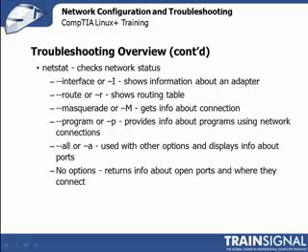Next we have --program or -P, which gives you information about programs using network connections. --all or -A is used in conjunction with the other options and will give you information about the ports that server programs open in order to listen for network connections. Used with no options, Netstat returns information about open ports and where they connect. Let's go to the terminal and try out some of these commands.